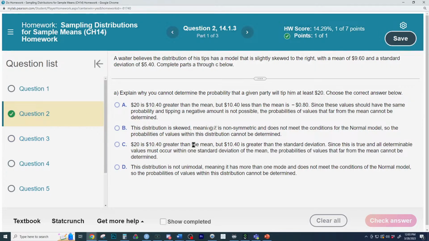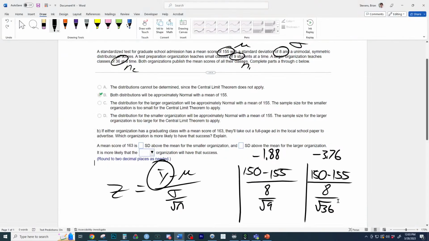So that is a good question. It follows through using the z-score formula right here, where we do the observed sample mean minus the true mean over the standard deviation over square root of n. And so that's got it right there. Really good question. Really comes down to the notation at the end. They just have you finding z-scores twice for both organizations. And that's how we do it.